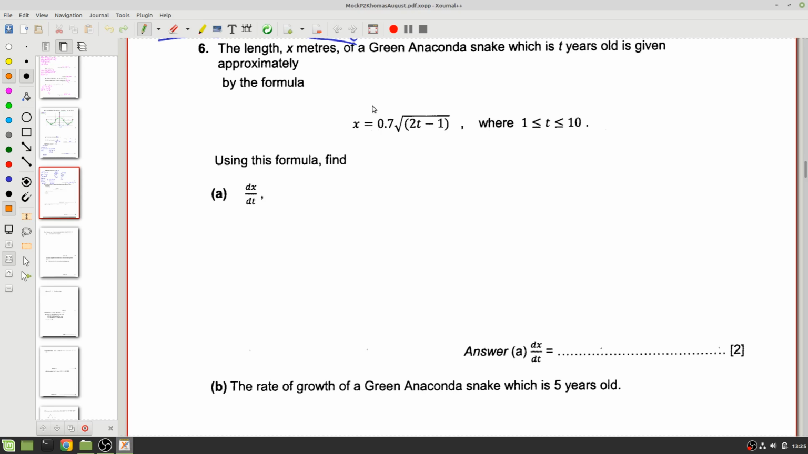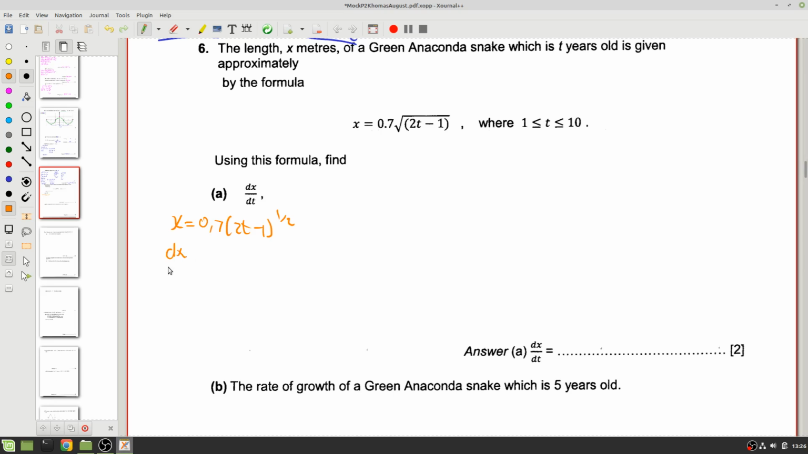So the first thing I'm going to do is just rewrite this equation. I'm going to say x equals 0.7, and then instead of the square root, I'm going to write 2t minus 1 in exponential form. So 2t minus 1 raised to the half power. Okay, so once we have this, now we've got it in polynomial form, so we can find the derivative.